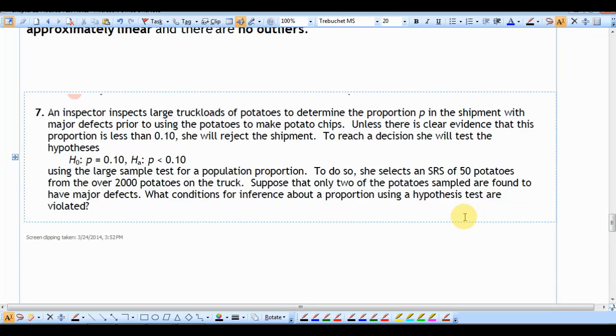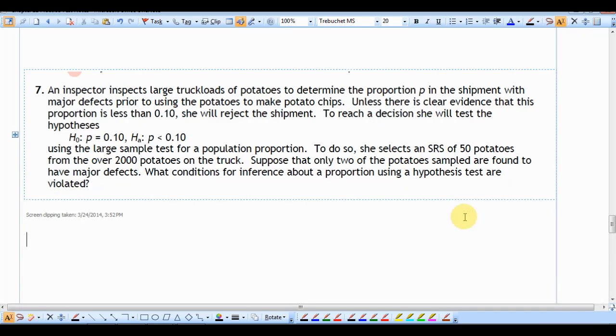Using the large sample test for population proportion, to do so, she selects a SRS of 50 potatoes from over the 2,000 potatoes on the truck. Suppose that only 2 potatoes are found to be major defects. What are the conditions for inference about a proportion? What conditions are violated? Okay, so we're looking for violated conditions.